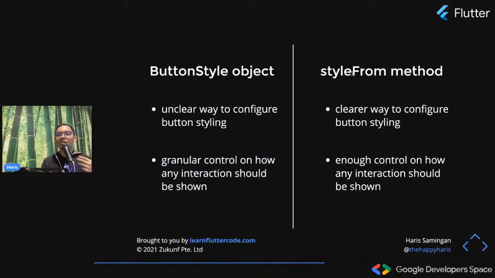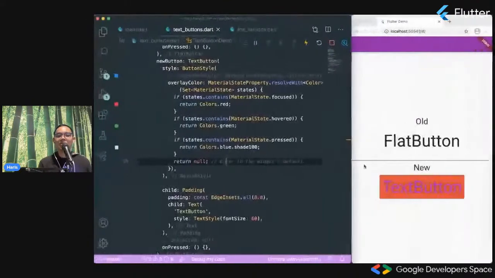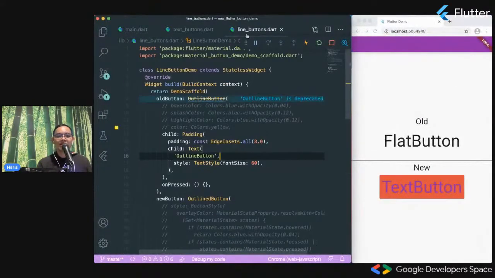So you could see that with the material state property, you can return a color if it's hovered or pressed. But for the style from, which I'm going to show later after this, it's actually pretty simple. It's a clearer way to configure button styling. And at the same time, I would say it gives enough control on how any interaction or different configurations or how the button should look. So let me demo you quickly on the different styling.